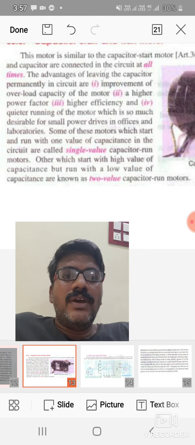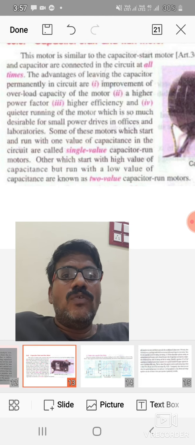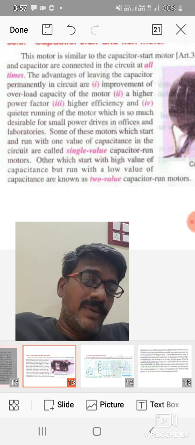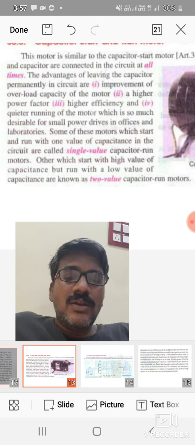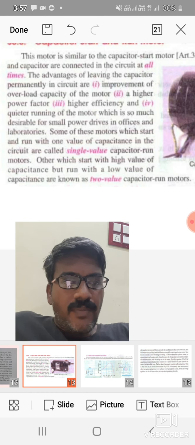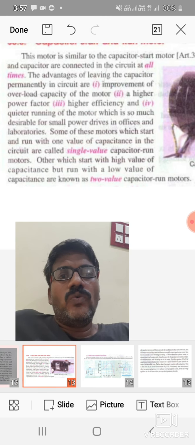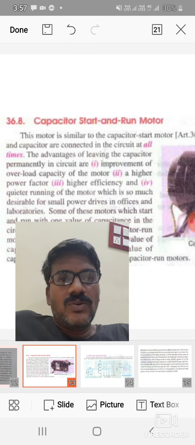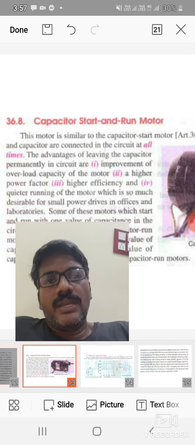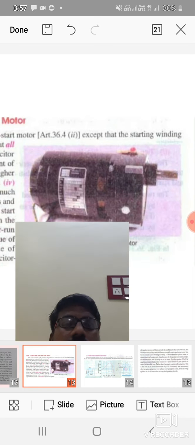Others which start with high values of capacitance but run with a low value of capacitance. Right, two values are there. One is a high value of capacitance connected in starting. In running we will use a low value of capacitance. Two different values of capacitors are used, but in the case of capacitor start and capacitor run with a single value, only one value of capacitance is used in the circuit. Right, so we will discuss today this topic, that is the capacitor start and capacitor run motor.